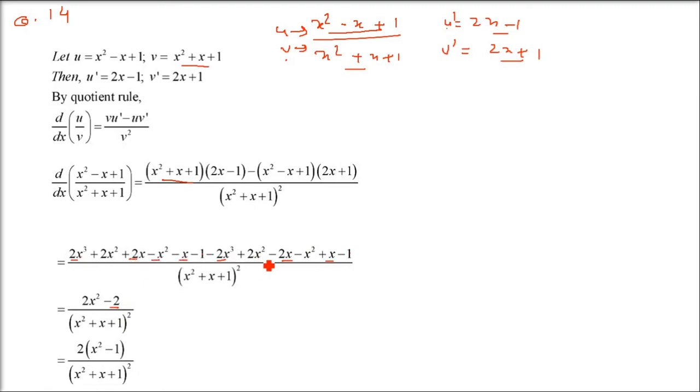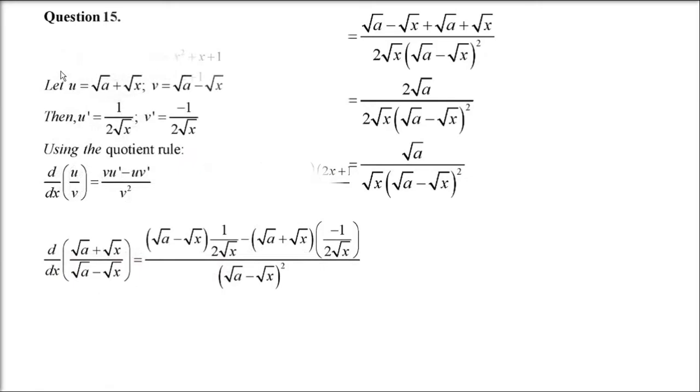So you have now 2x square and minus x square and minus x square. This is 2x square, this is 2x square, this is minus x square and this is minus x square. So you have 2x square plus 2x square minus 2x square. So one 2x square will cancel, only 2x square will come. So you have 2x square minus 2. You can take 2 common, it will be x square minus 1 inside, and the denominator will remain the same.